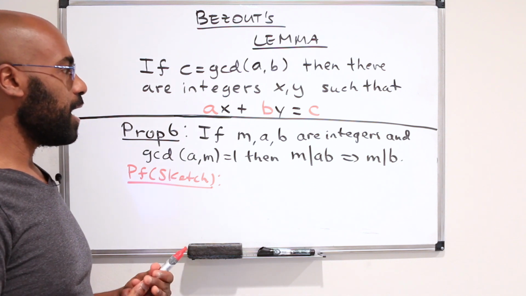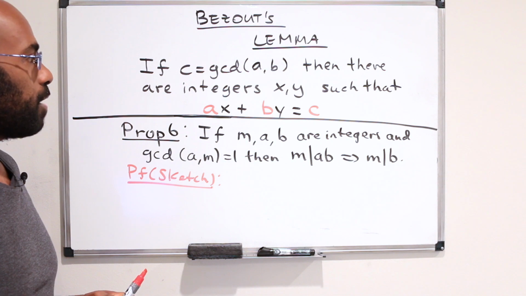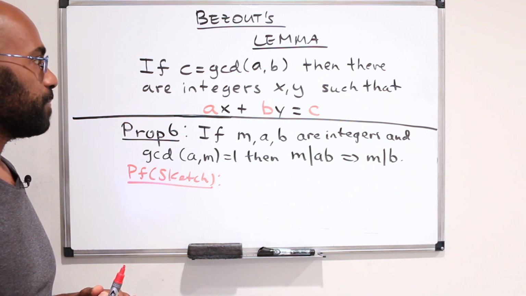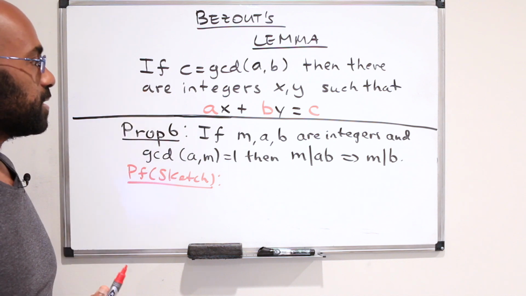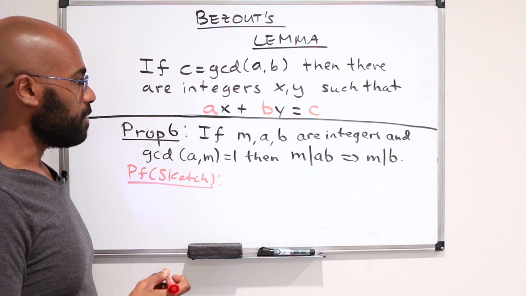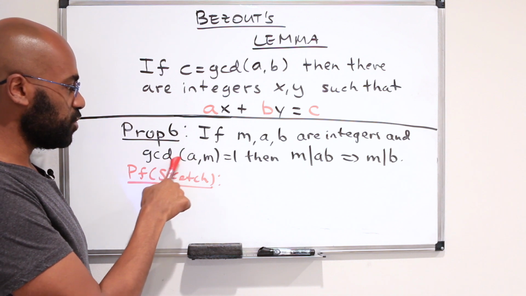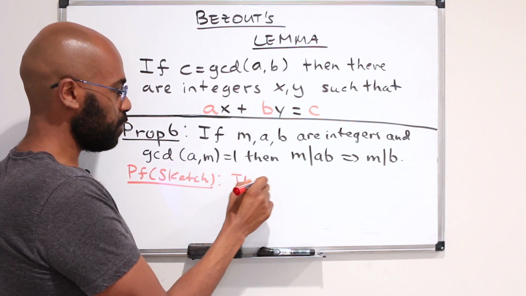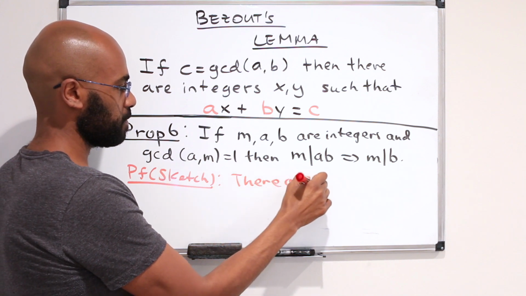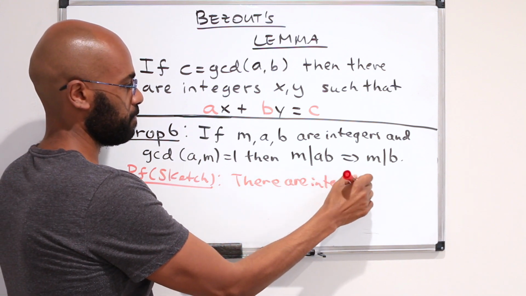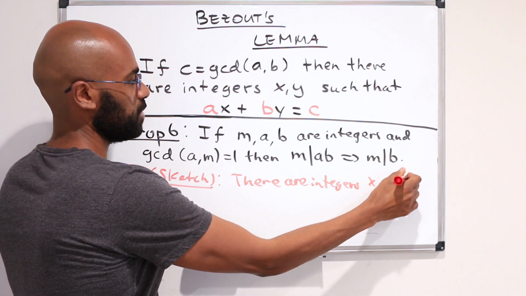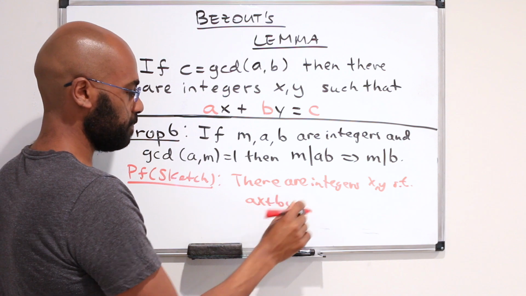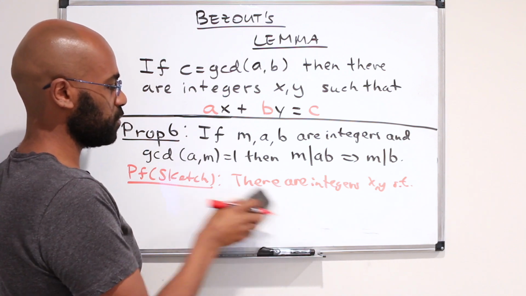Okay, so how do we actually go about arguing this without using prime factorization whatsoever? We can use this lemma right over here. Because the GCD of a and m is 1, we can find integers x and y such that ax plus my is 1.